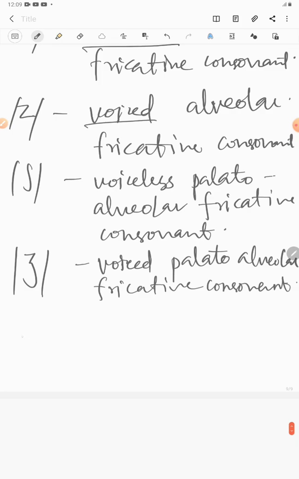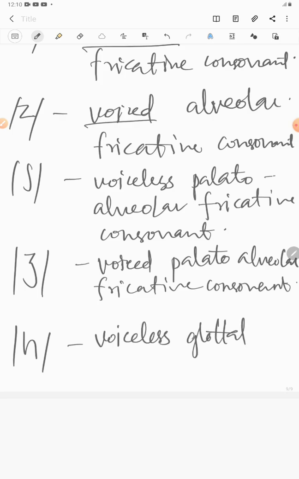And the last one is h. H is a voiceless glottal fricative consonant. There is only one glottal sound in English, and that is h. Okay, so these are the 9 fricative consonants in English.